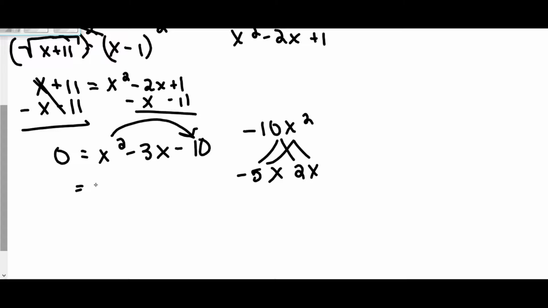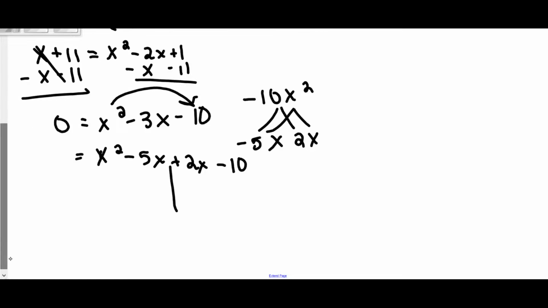So now you're just going to substitute those in for negative 3x. Negative 5x plus 2x. This is equivalent to negative 3x, so it's fine that we're doing this. Minus 10. Split it right down the middle and start factoring. Factor your first group of terms. You can pull out a GCF of x, x minus 5, and factor your second group of terms. You can pull out a GCF of 2, x minus 5. These parentheses right here should always match, and they do, so you know you did it right.